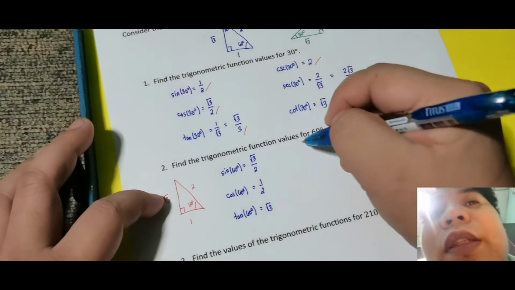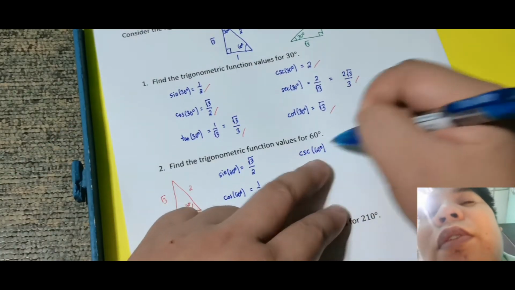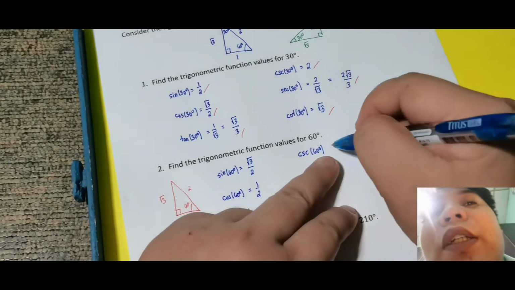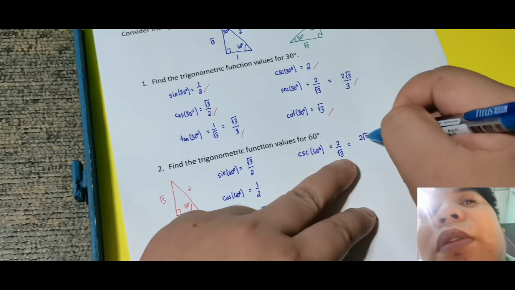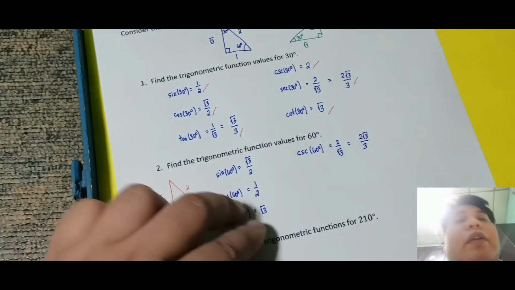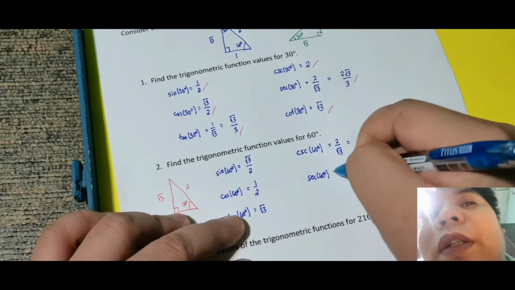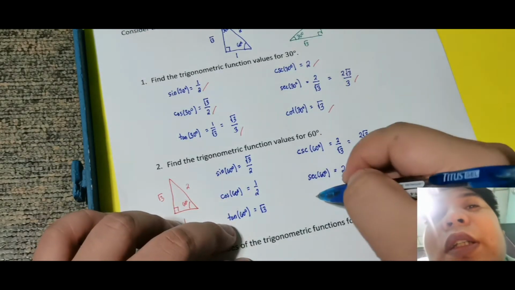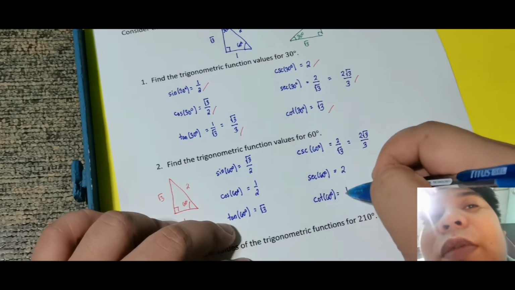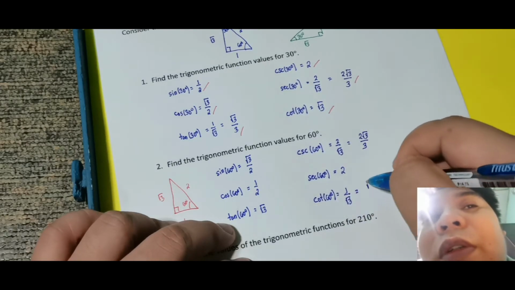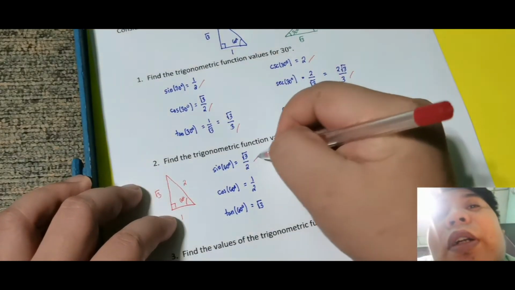Tama. Then, next is si cosecant 60 degrees. So, i-rationalize to. Magbabaliktad, tas i-rationalize. So, this is equal sa 2 over square root of 3. Or simply, this is 2 square root of 3 over 3. Okay, next is secant. So, secant 60 degrees is equal sa 2. Okay, next is cotangent 60 degrees. So, this is simply 1 over square root of 3 or square root of 3 over 3 pag ni-rationalize. So, therefore, yung mga values niya are ito.